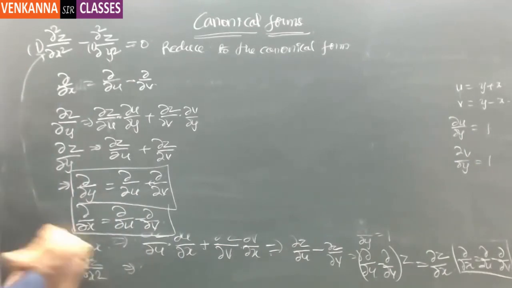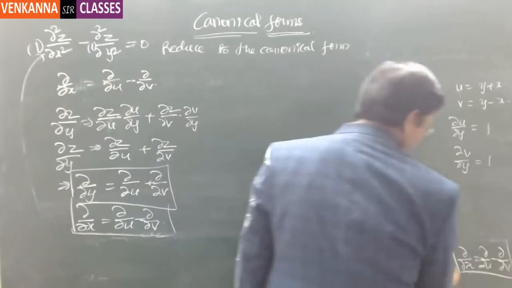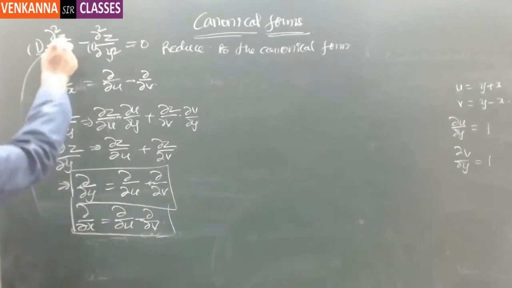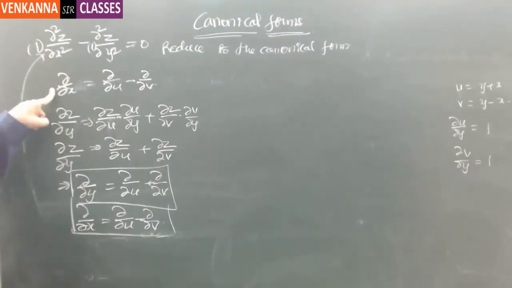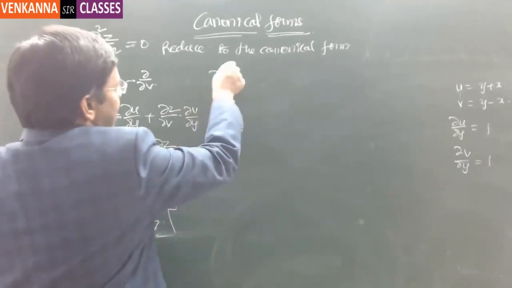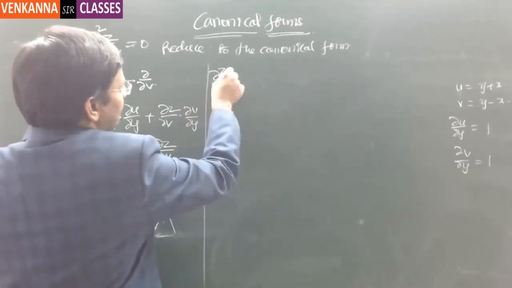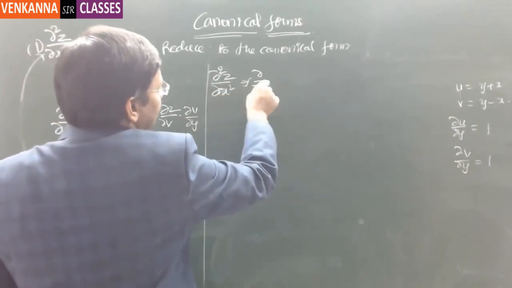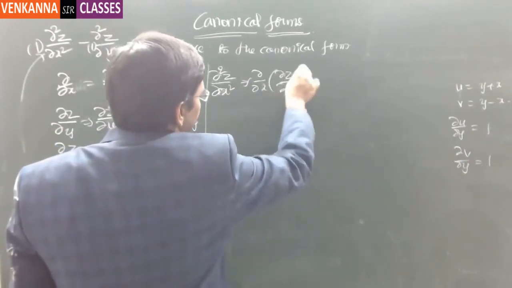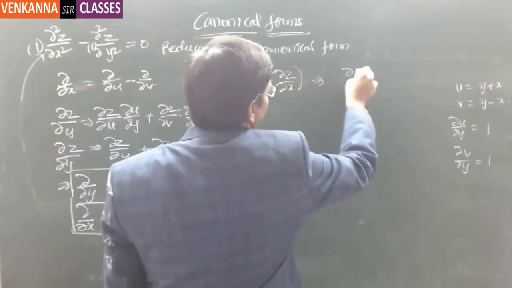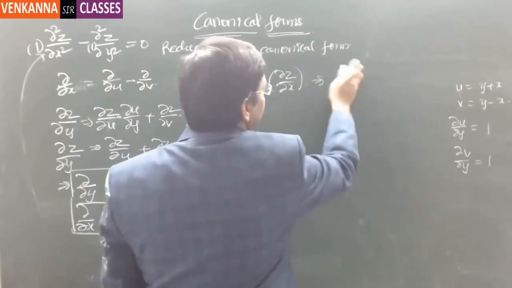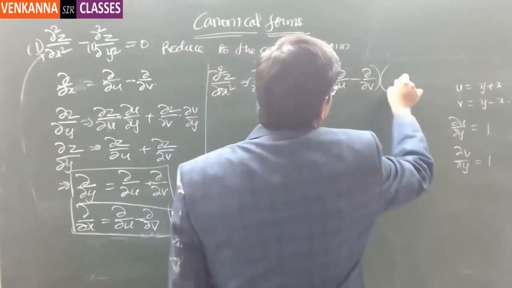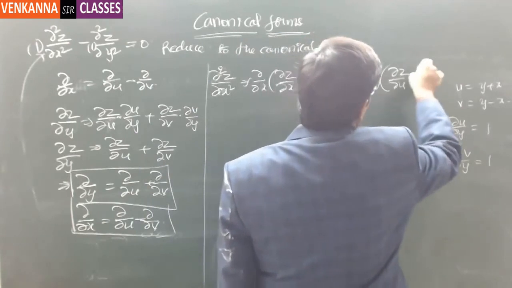Now using these relations, you have to express the original differential equation in this particular format. The original differential equation has dou square z by dou x square. Now dou by dou x is this one. Then dou square z by dou x square is equal to dou by dou x of dou z by dou x. But dou by dou x I can replace as dou by dou u minus dou by dou v, operated on dou z by dou u minus dou z by dou v.